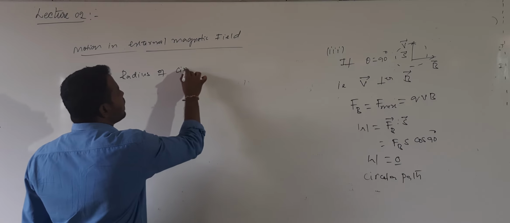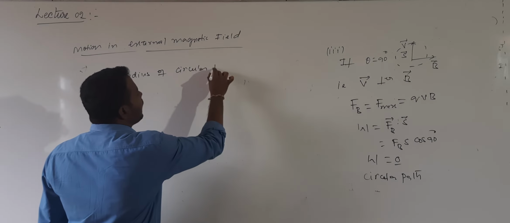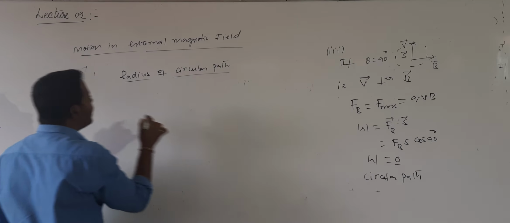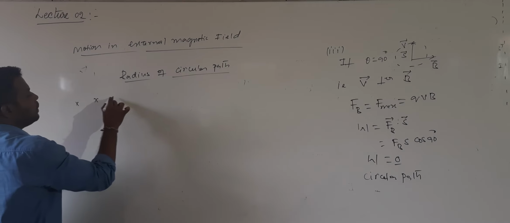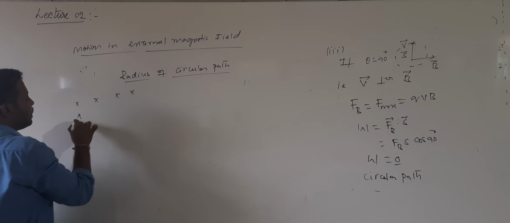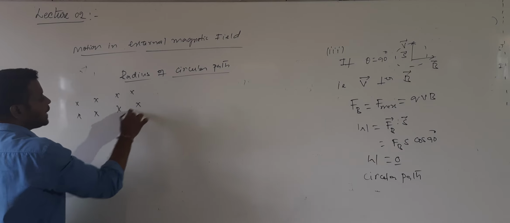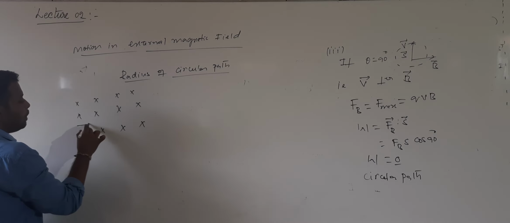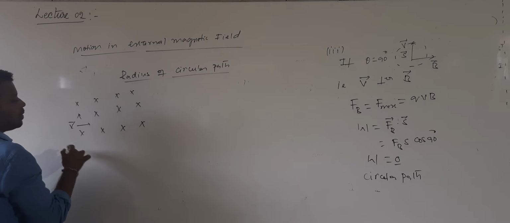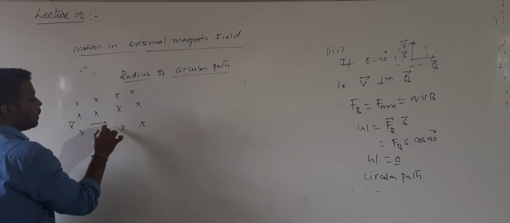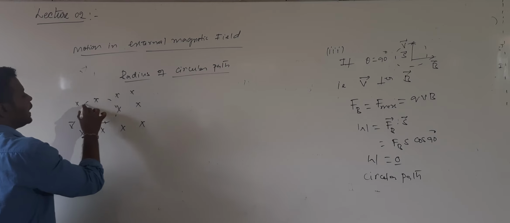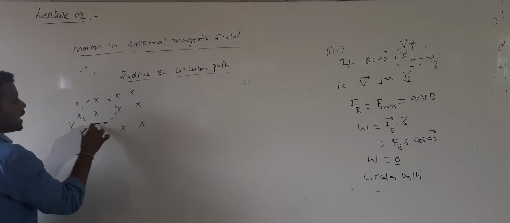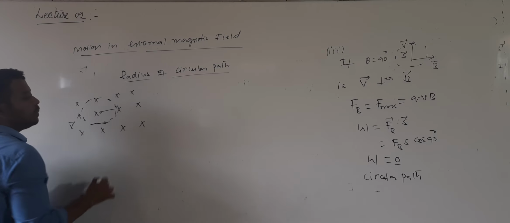The radius of the circular path, whenever a particle enters the magnetic field perpendicularly. Let me consider a uniform magnetic field applied perpendicular to the plane of the board, passing into it. Now in this uniform magnetic field, a particle enters with a velocity v bar. Due to the perpendicular entry, the particle will take a circular path. So I want to derive the expression for the radius of the circular path.